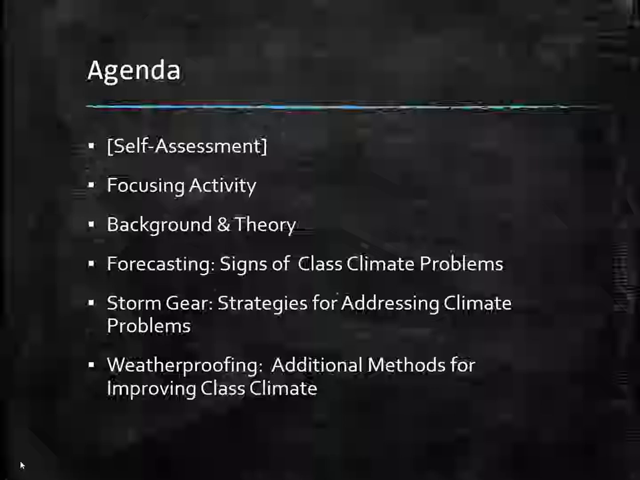In the beginning of the presentation, we're going to start off with a little focusing activity. After that, I'm going to provide a little bit of background in theory so that you're aware of the theoretical basis upon which these strategies have been developed. Then we'll go into a section on, I'm calling forecasting, to kind of go with the climate theme. We'll look at signs of class climate problems. After that, we'll take a look at some strategies for addressing any class climate problems. And then lastly, I'll talk about some additional methods for improving class climate.